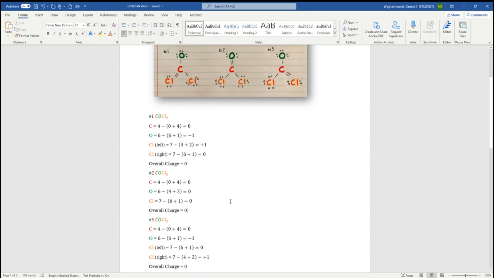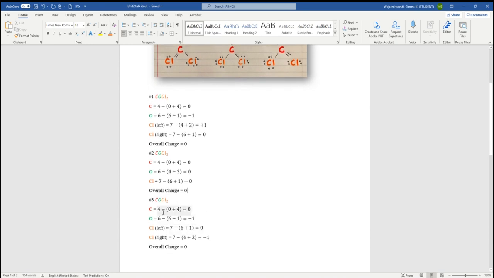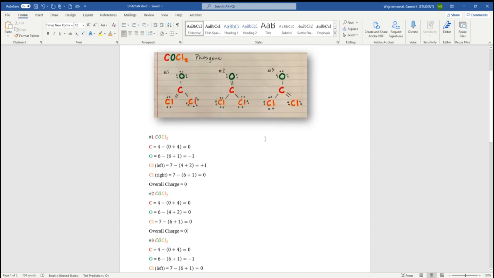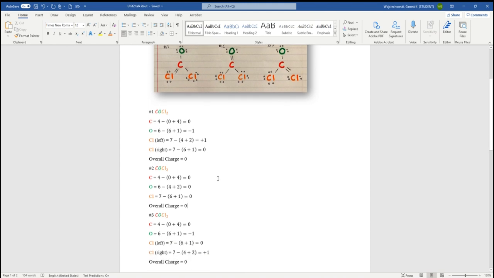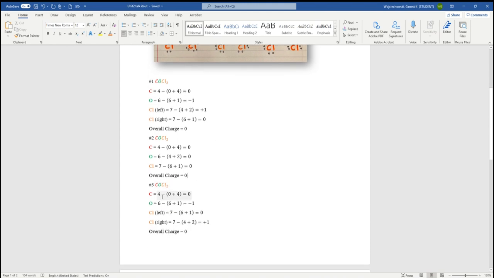And moving on to the third and final structure, very similar to the first structure, except it's mirrored this time. So with carbon, of course, it's going to be neutrally charged. 4 minus 4 is 0. Oxygen this time is going to be the same as the first structure. 6 non-bonding electrons plus 1 bonding electron. 6 minus 7 equals negative 1.